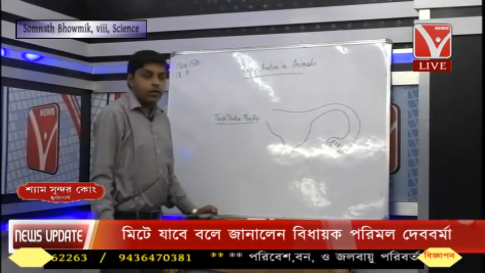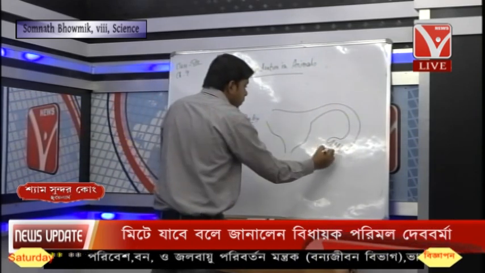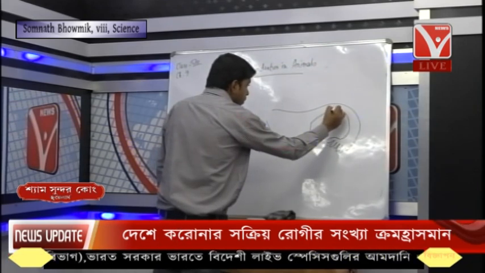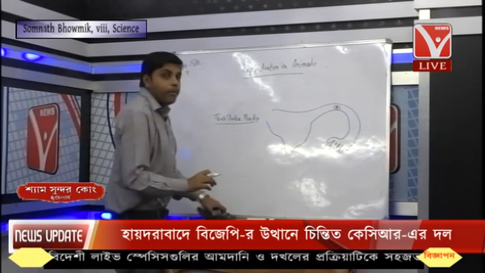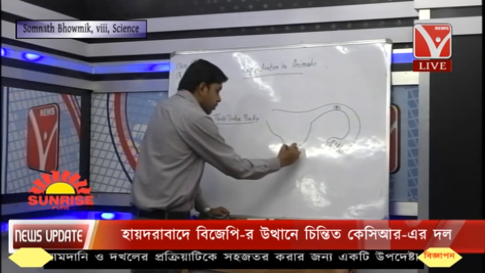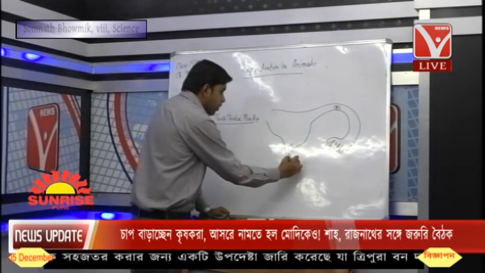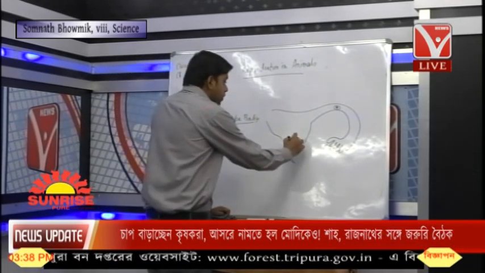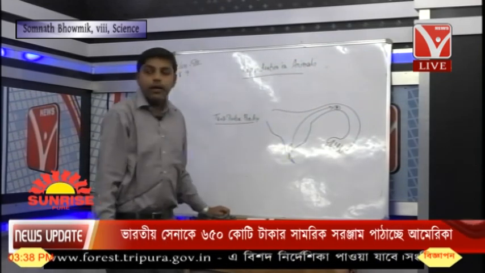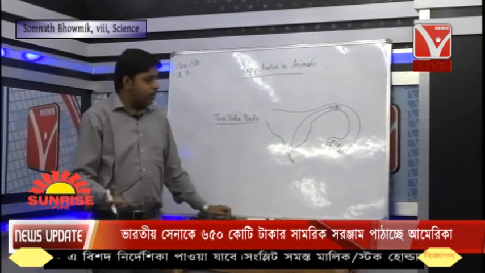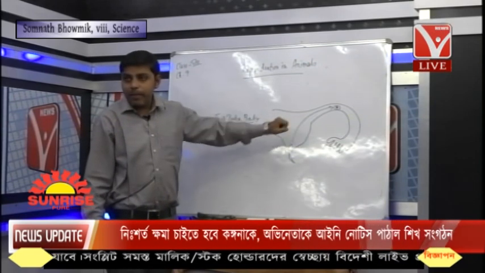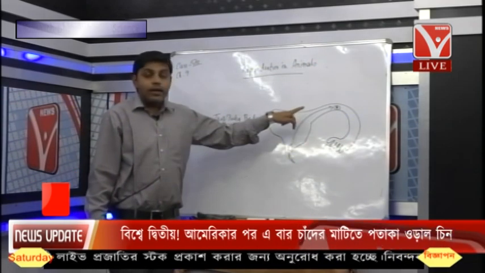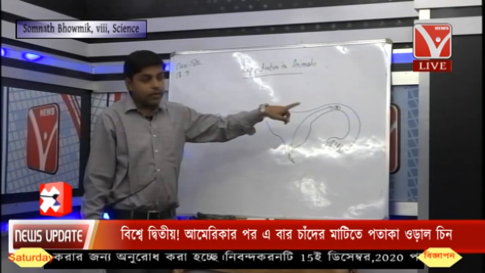What we know? We know that here is the ovary. The male sperms are released here. If for any reason the male sperms are not able to reach the female gamete, then the male sperm cannot fertilize the female gamete.